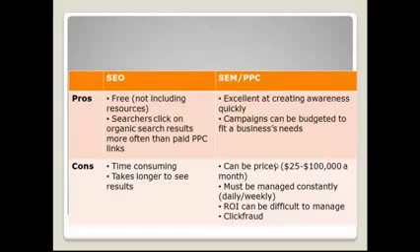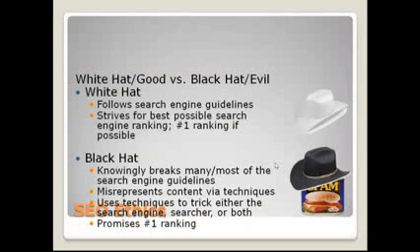and so it is a little bit more time-consuming. Now, if you're doing pay-per-click, some of the cons is it can be pricey. Again, you're going up against these huge companies with giant budgets. $25 to $100,000 a month is a pretty consistent budget. It must be managed constantly, and the return on investment can be difficult to manage. There's also a lot of click fraud. A lot of times competitors will just go in and click on the ads, driving up your particular ad cost, and that's not very beneficial.